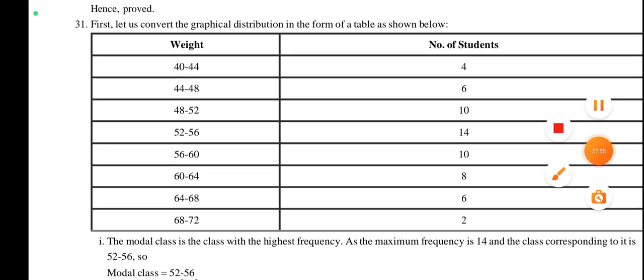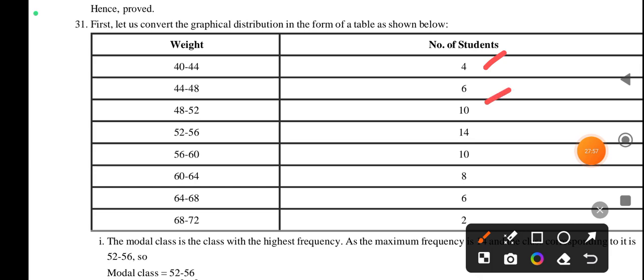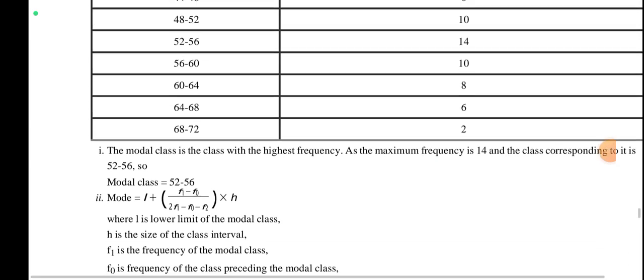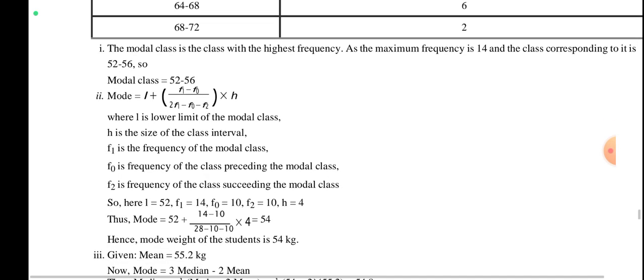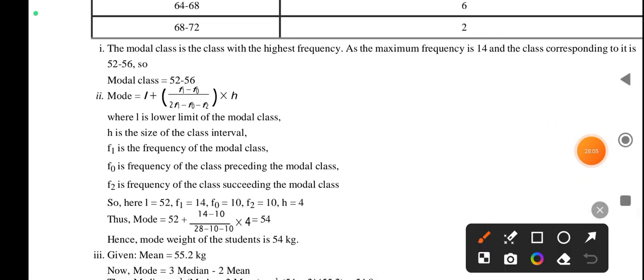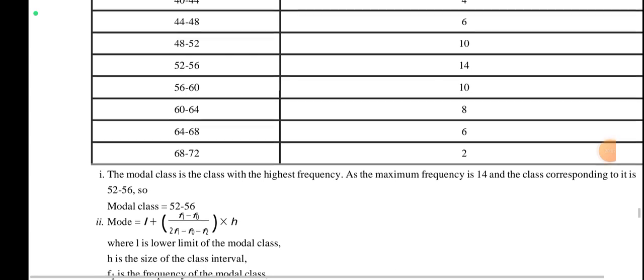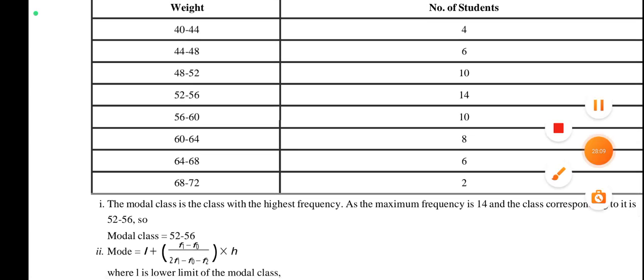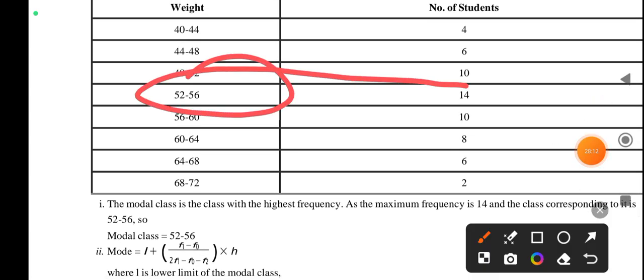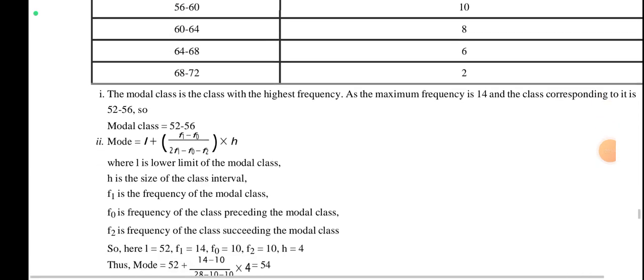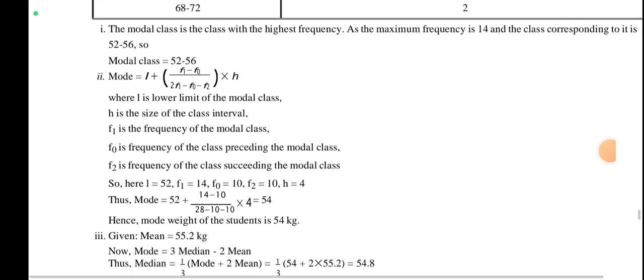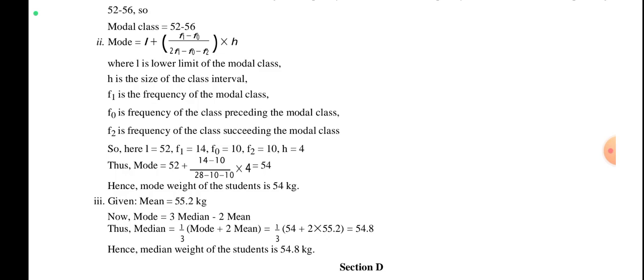They have given you only the histogram, children. You only have to form the number of students. Once you write the number of students, they are asking you to find the modal class. We all know the modal class is the one with the bigger frequency. The bigger number is 14. 14 belongs to 52 to 56. Correct? Then apply the mode formula.